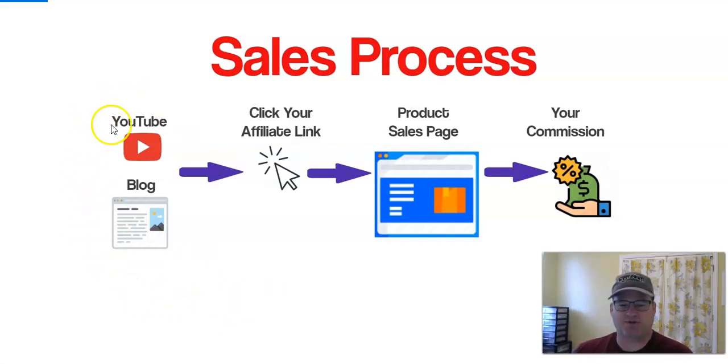You need to have a traffic source. You send that traffic via your affiliate link, and then through your affiliate link, they end up at a product sales page. They look at the sales page, they see what it says, and if they like it and decide to make a purchase, then you earn a commission. And so that is the process. You send traffic, you send people through your affiliate link to that product sales page.